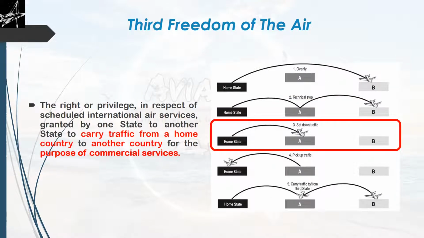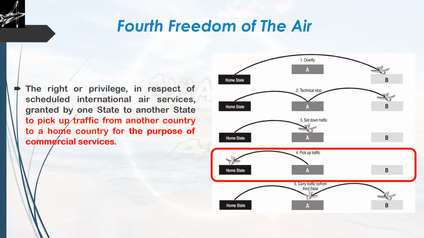So, the third freedom of air. It is the right or privilege in respect of scheduled international air services granted by one state to another state or states to carry traffic from a home country to another country for the purpose of commercial air services. So, in this example, we see a country's airline from the home state flies with passengers and cargo to country A and offloads them in country A. So, basically, it is the base of international air transport.